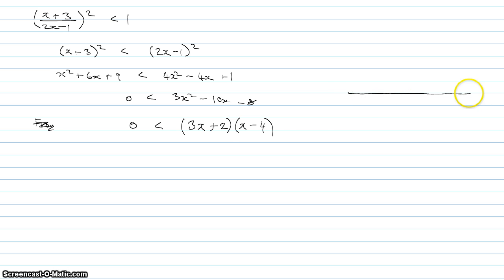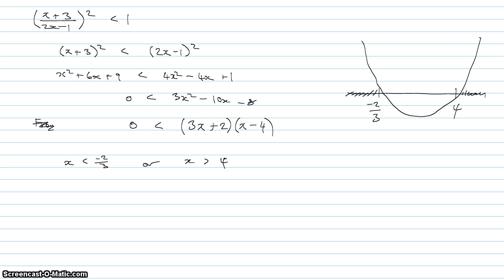What are my critical points? Where does this equal 0? Well, it equals 0 at negative 2 over 3 and at 4. And again, it's a happy parabola. So it's going to look something like that. And I want the areas where it's above the x-axis. That is, I want the areas where it's bigger than 0. So that's going to be over here and over here. So my answer is going to be x has to be less than negative 2 over 3, or x has to be bigger than 4.